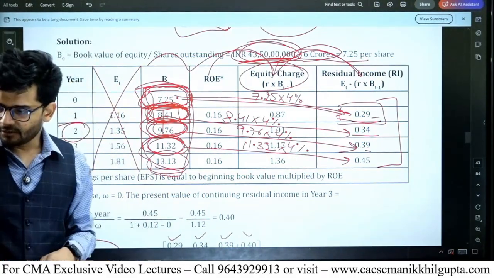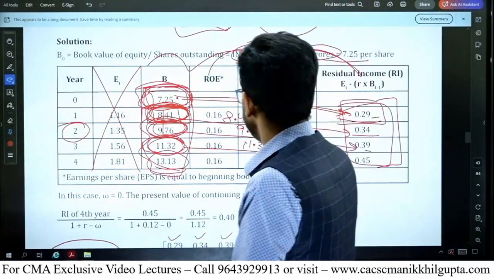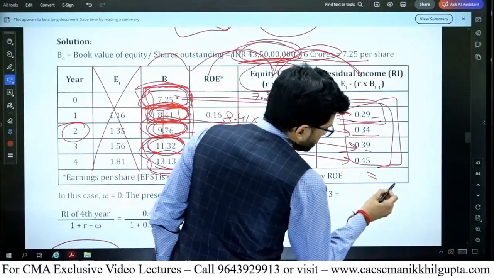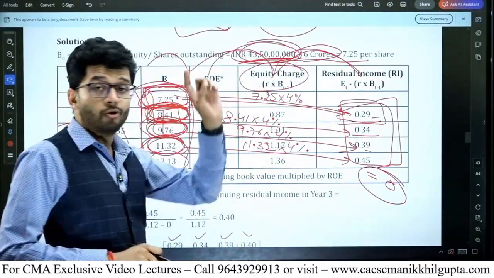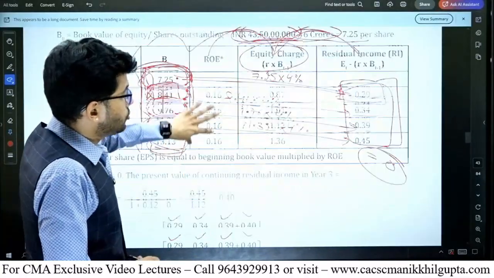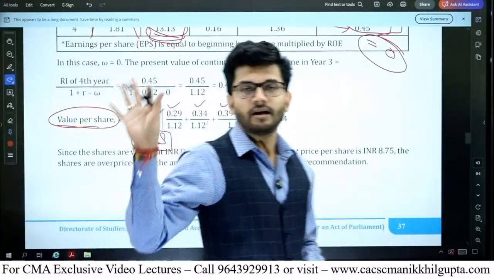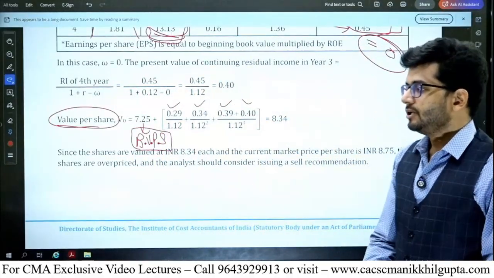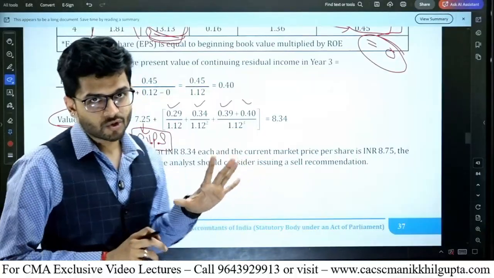So we have calculated the residual income for the next 4 years. After 4 years, there will be zero residual income. So in this particular question, terminal value is not required to be calculated. There is no terminal value concept in this question. You just have to calculate the present value of the cash flows till the 4th year.